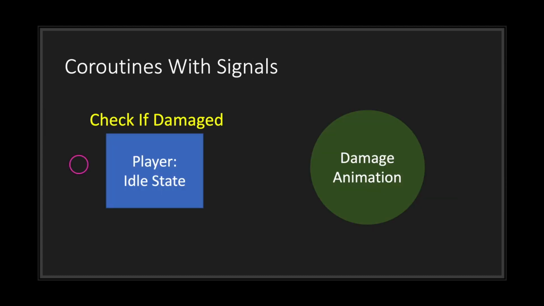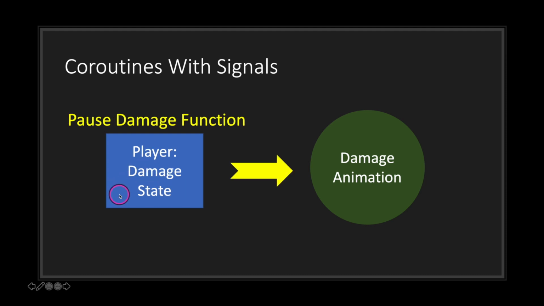Let's take a look at how you would use coroutines with signals. So first you have a player that's in the idle state. Most likely in its process virtual method, you're checking to see if your player is damaged. And if your player does take damage, you want to enter a damage state. And in this damage state, you want to play an animation. But at the same time, you don't want your class to calculate damage taken, because when your player is in the damage animation, you don't want to calculate damage being done to the player. Basically, you want your player to be immune to damage for the length of time that your damage animation takes. So in this case, you would use a coroutine.